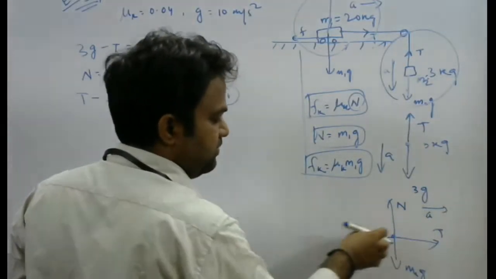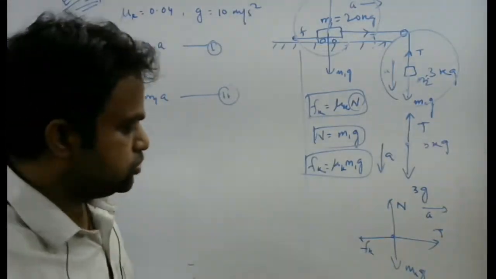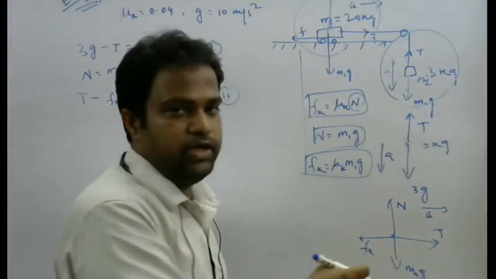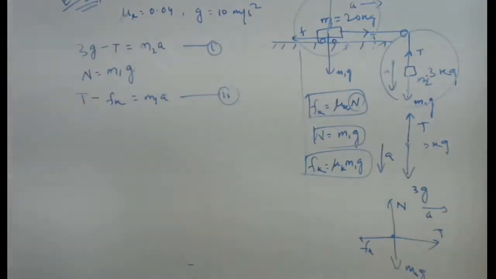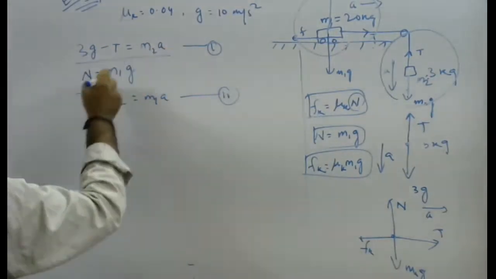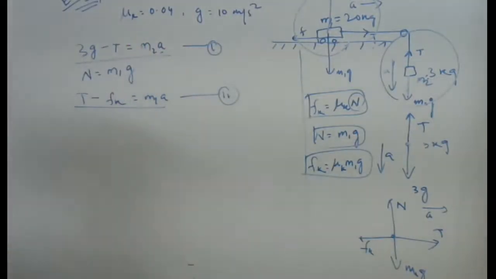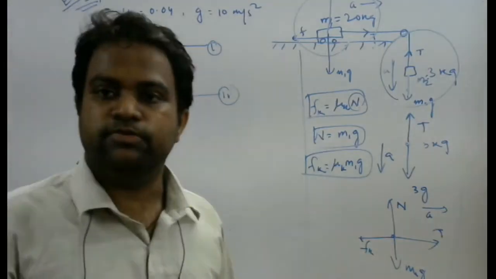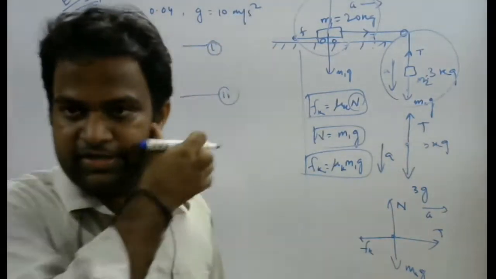So we can write T minus Fk is equal to the net force, which is creating the motion. So the net force is equal to M1A, that is the mass into acceleration. So T minus Fk is equal to M1A. Now you have two equations. Two variables are there, acceleration and tension, right? Two linear equations, two variables. Easily we can find out the unknown quantity.